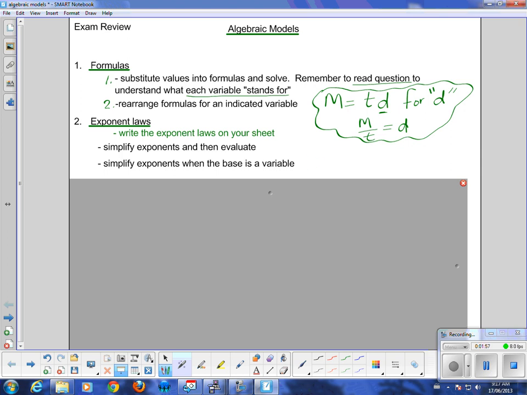What I mean by that is, if I have x to the 4th times x to the 7th, I understand here that my base is x, so not a number, but a variable. In this case I would add the 7 and 4 because they are being multiplied together, so I end up with x to the 11th. Obviously I can't evaluate that because I don't know what number the variable x stands for.